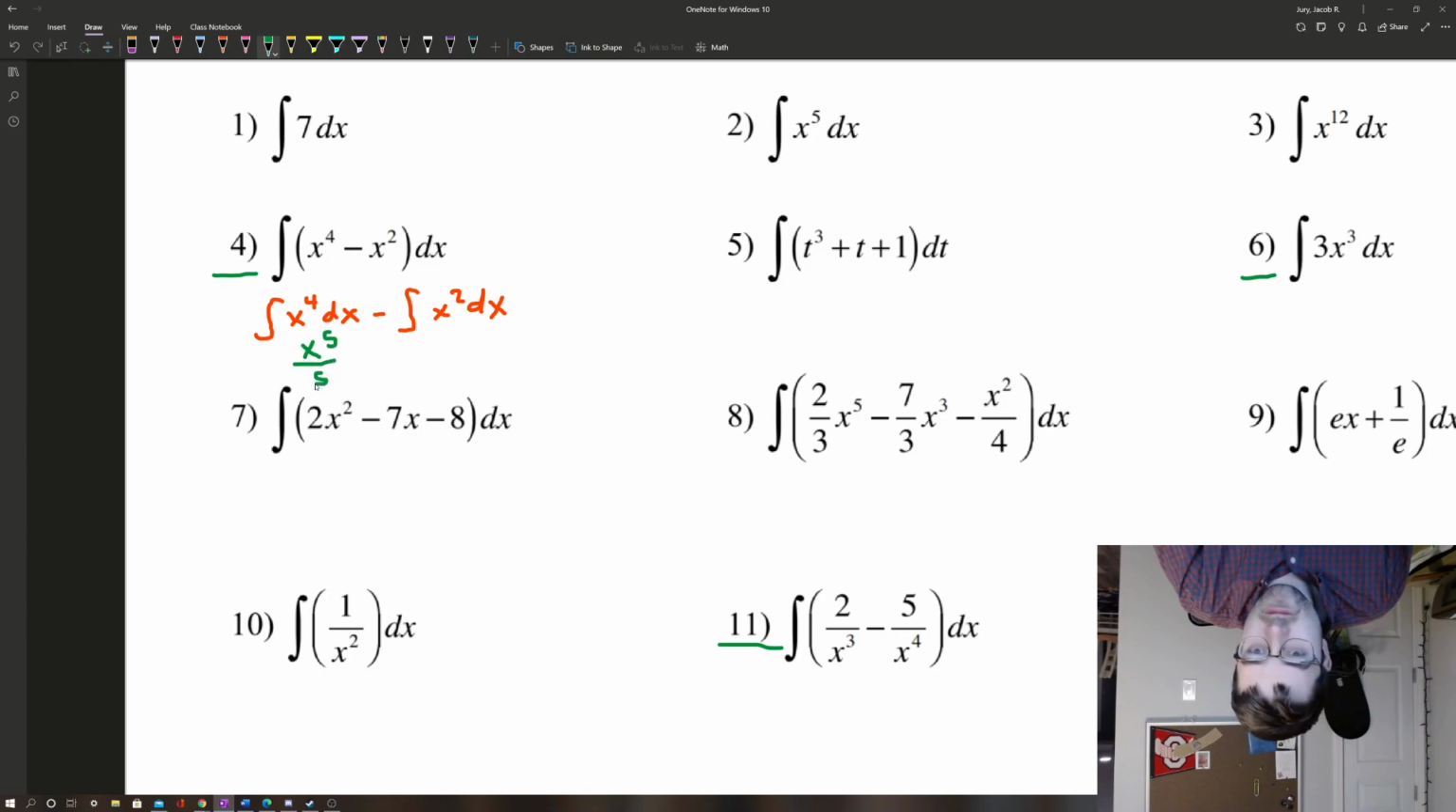So my answer is going to be x to the 5th divided by 5 minus, add 1 to the power, x cubed divided by that new power 3. And we want to make sure we put plus c there, because we know that there's an arbitrary constant that could create an indefinite set of integrals, which is why it's called indefinite integrals. So this is our final answer right here.